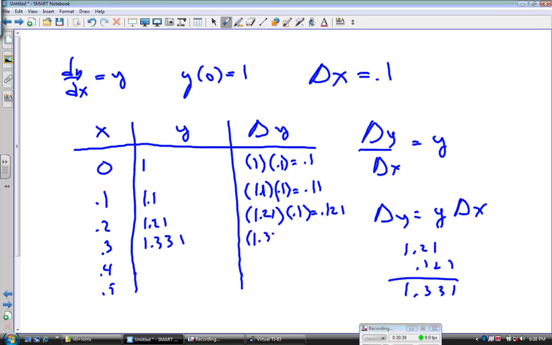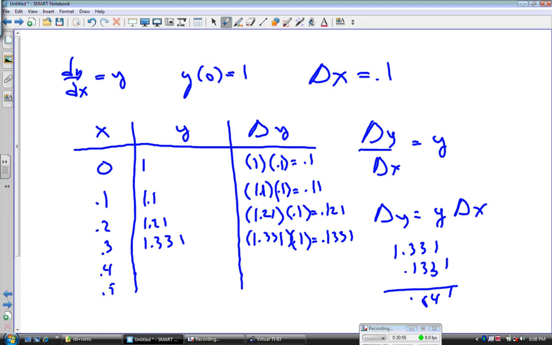All right, do it again. 1.331 times 0.1 is 0.1331. Add them up. And you get 1.331 plus 0.1331, and you get 1.4641. There it goes again. Pascal-y. Blaise Pascal. All right, one more iteration.